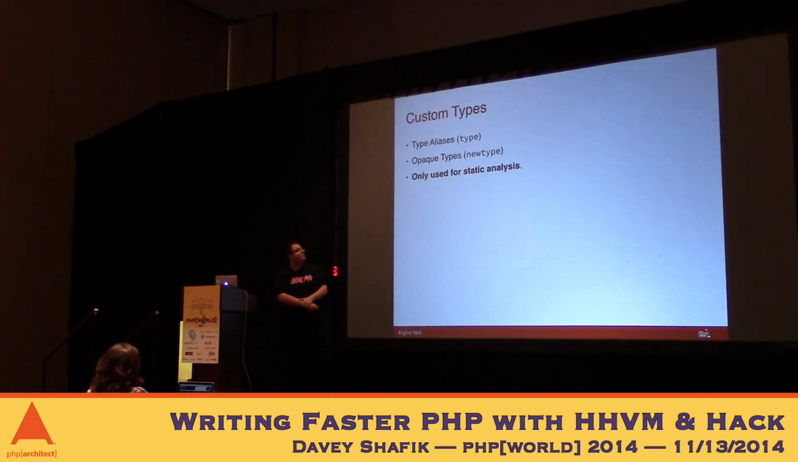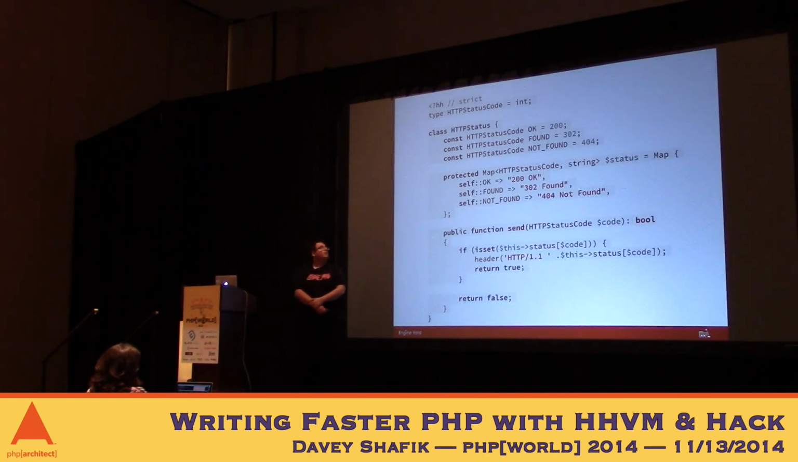So type aliases are created with the type keyword, and opaque types are created with the newtype keyword. This is what this would look like. I have type HTTPStatusCode equals int. So this is an alias. Anywhere that we have a type hint for an int, we can now pass in an HTTPStatusCode, and vice versa. That's important.